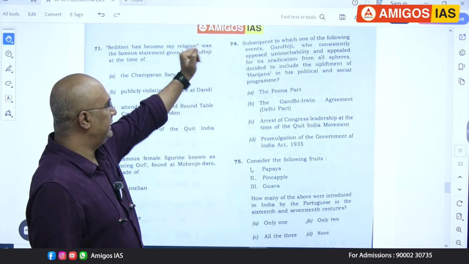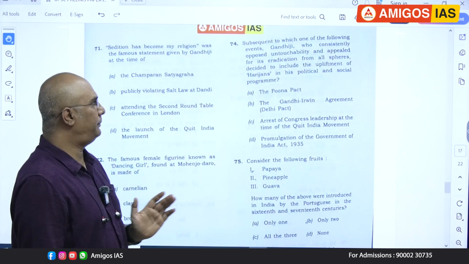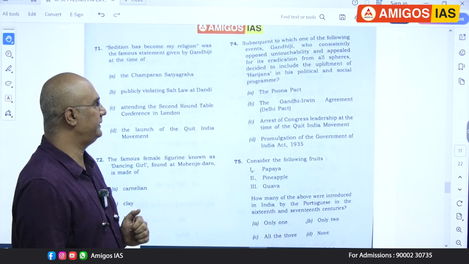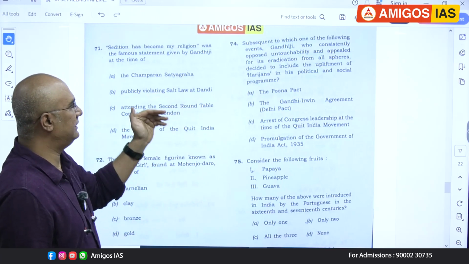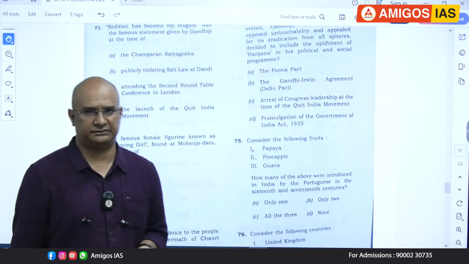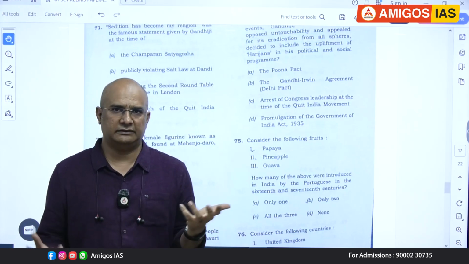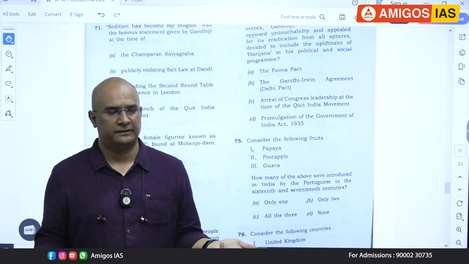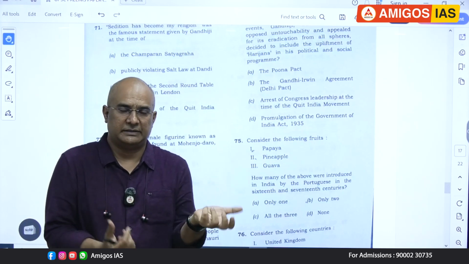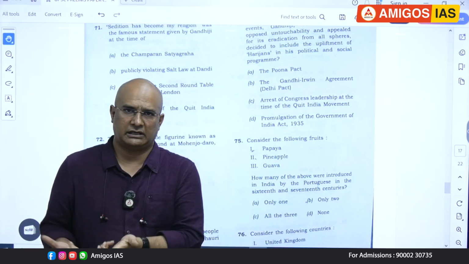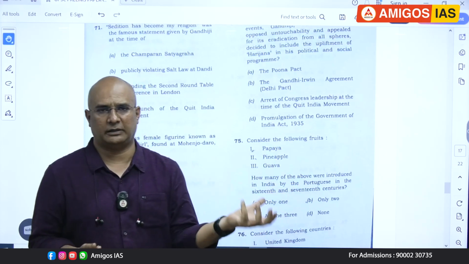Next, again a question on Gandhi. Subsequent to which one of the following events, Gandhiji, who consistently opposed untouchability and appealed for its eradication from all spheres, decided to include the upliftment of Harijans in his political and social program? Direct answer is A. Pune Pact. The Pune Pact was between Gandhi and Ambedkar, and these two people, you have all seen the debate while studying the national movement. Okay, and Ambedkar's demand was that the Dalits, or the depressed classes, whom we call today the scheduled castes, he wanted them to be given separate electorates, but Gandhi was quite opposed to it.